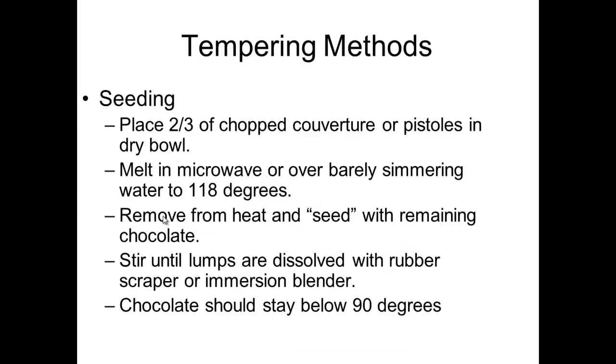Another melting or tempering method is called seeding, and what this means is you would melt 2/3 of your chopped couverture chocolate in a bowl, usually over a double boiler or in a microwave, and you would heat it just until it starts melting, constantly stirring, keeping below 90 degrees. Then once the first 2/3 of chocolate is melted, you would add the remaining 1/3, and you just keep stirring until all the chocolate is melted, and that is known as seeding.